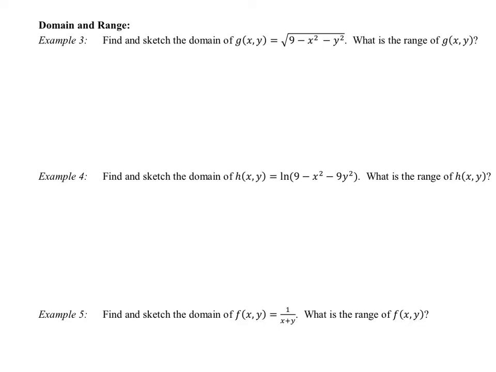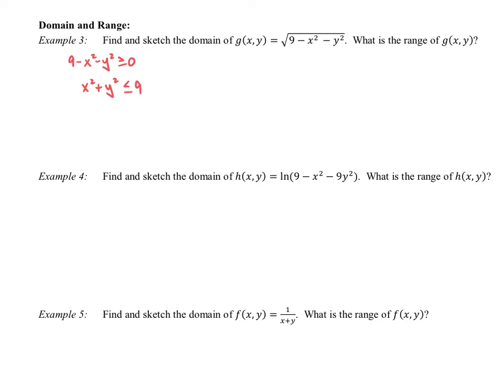So for example, this first one, we know that with the square root function, a radical, the inside needs to be positive. So in other words, we have 9 minus x squared minus y squared must be greater than or equal to 0, and we can rearrange this and write it as x squared plus y squared is less than or equal to 9.